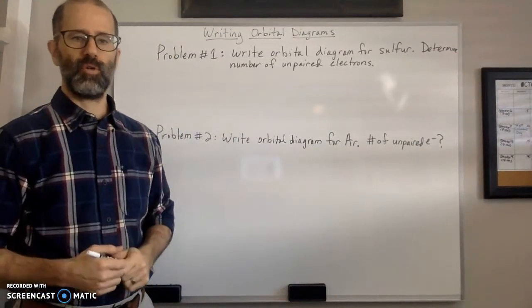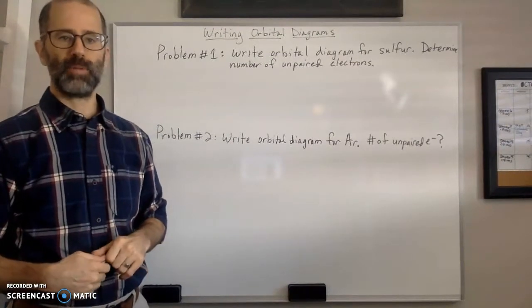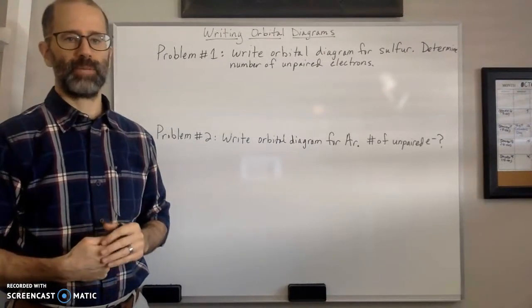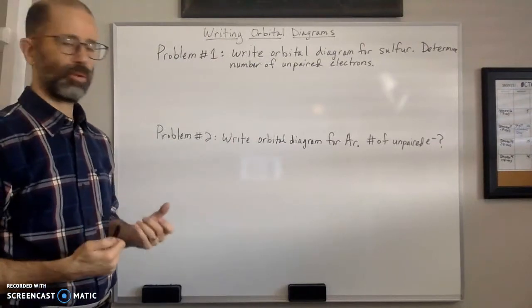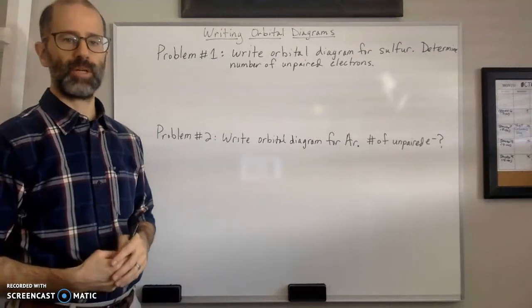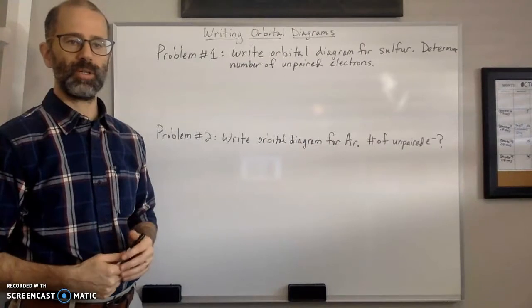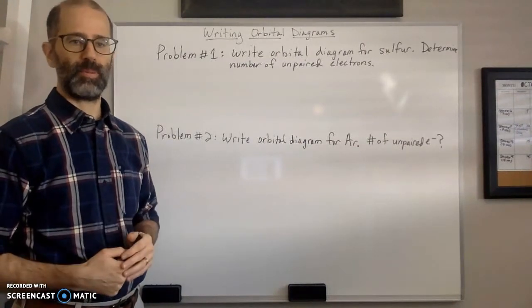My name is Mr. Cobalt, and in this video I'm going to go over a couple more practice problems on how to write orbital diagrams for elements. In these two problems they're asking for an orbital diagram for an element, and then they ask you for the number of unpaired electrons. This is where following Hund's rule is going to be very important, because if you don't follow Hund's rule you're going to get this problem wrong.